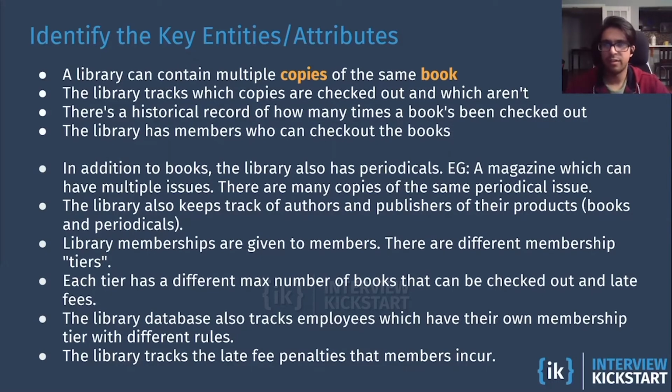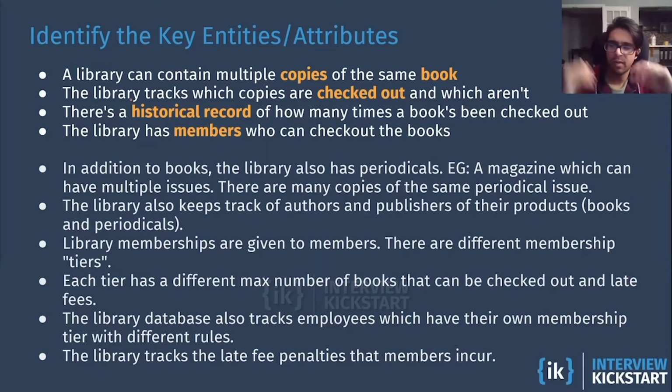So in our case, as we go, okay, it says the library can contain multiple copies of the same book. Okay, so those are likely two different entities, where I have a book entity and then there's some other entity that's going to track instances of a book, basically. Tracks what's checked out. Okay, that's probably something that has to do with transactions occurring as time goes on, right? Historical record of how many times a book's been checked out. Again, same thing, most likely with the transactions. Members who are checking out books. Okay, there's probably a memberships entity that also joins to that transaction table.